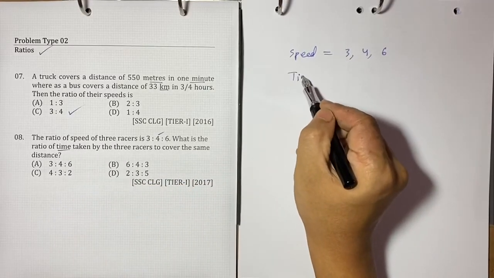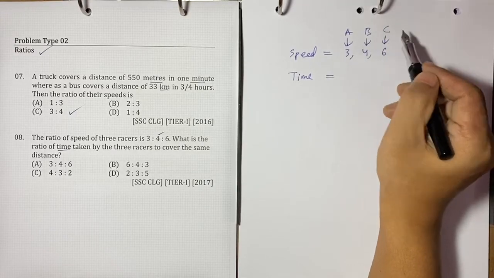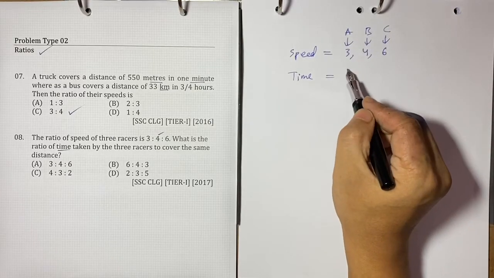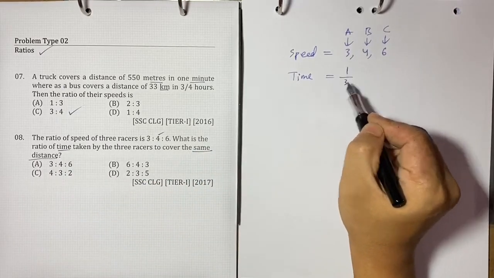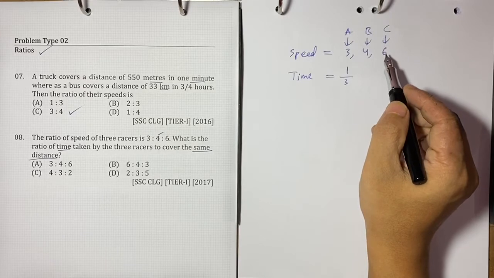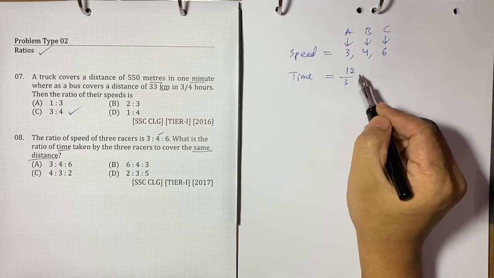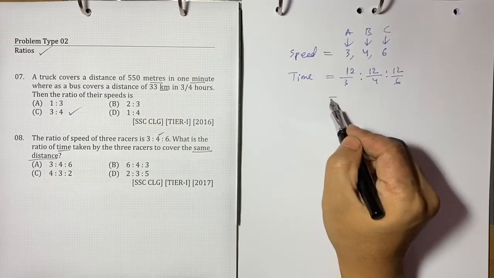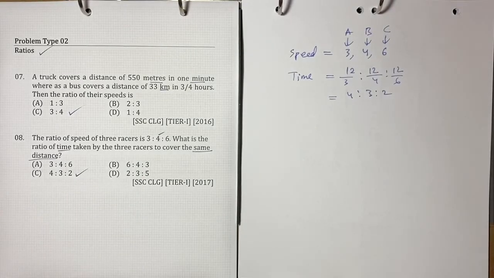Let the times of the three be a, b, c. Time is distance by speed. Since the question says same distance, let the distance be 1. So 1 divided by 3, 4, 6. Take a number divisible by 3, 4 and 6, that is 12. For example, if distance is 12, it will be 12 divided by 3, 12 divided by 4, 12 divided by 6. So the answer is simply 4 is to 3 is to 2. So 432 is your answer.